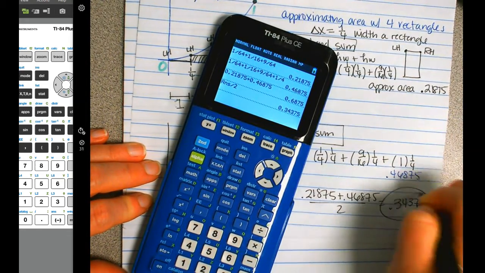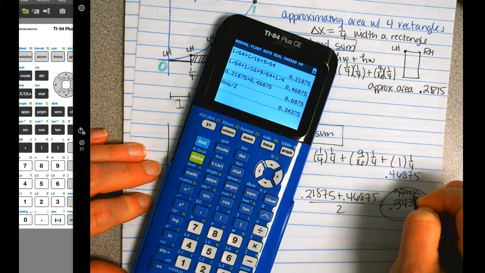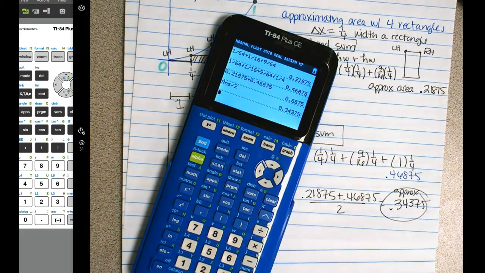0.34375. Okay, so this is our approximation. The calculator will be able to tell us exactly. Let's see what that looks like on your calculator. So if you have your calculator, use your calculator. If you don't, watch, we'll do it up here.